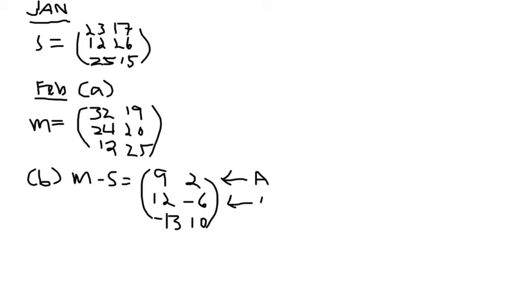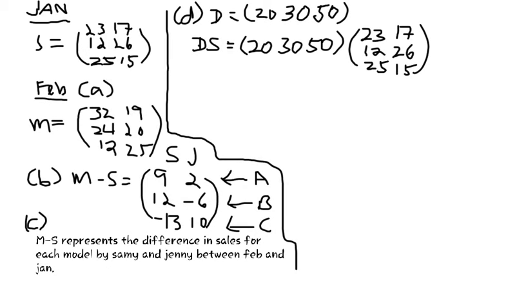So this is still model A, this is still model B, and this row still represents model C. This column still represents Sammy, and this column still represents Jenny. But now the elements represent a difference in their sales between January and February. So you would write that out. Here I've shown the answer to part C. M minus S represents the difference in sales for each model by Sammy and Jenny between February and January.